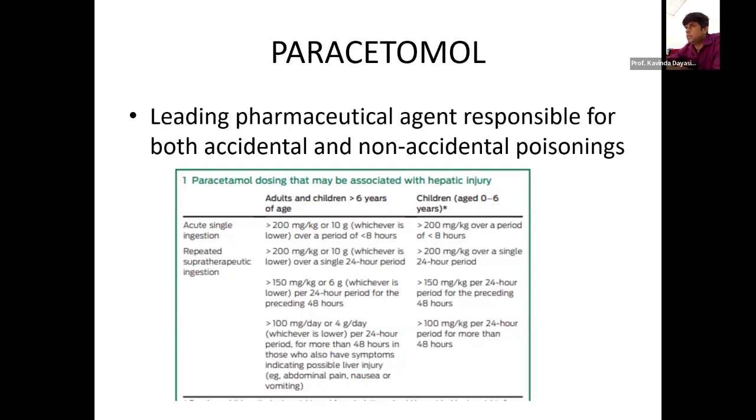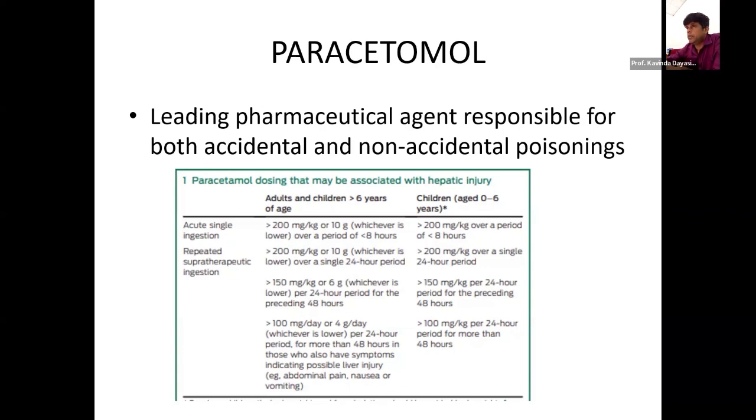So if the child presents with a single acute dose of 150 milligram per kilo, that child warrants admission, and if you are sure about the dose, after doing the baseline investigations, including ALT, AST, and INR, it's recommended that the child is started on N-acetylcysteine.